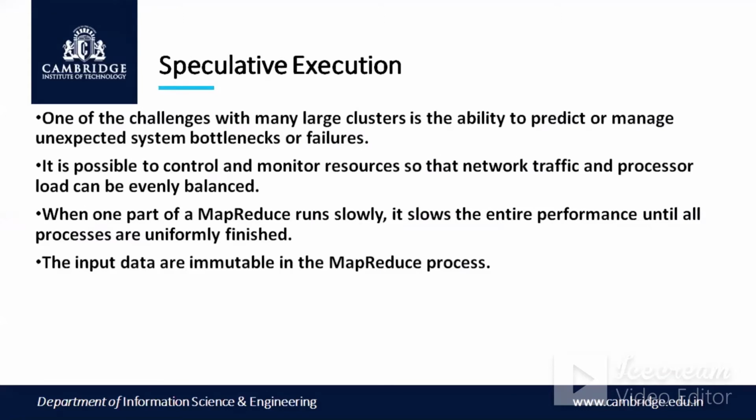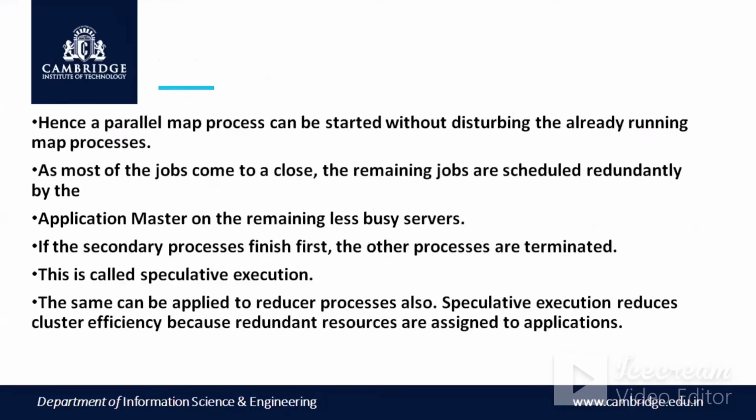Next, what is speculative execution? One of the challenges with many large clusters is the ability to predict or manage unexpected system bottlenecks or failures. It is possible to control and monitor resources so that network traffic and processor load can be evenly balanced. When one part of MapReduce runs slowly, it slows the entire performance until all processes are uniformly finished. The input data are immutable in the MapReduce process.